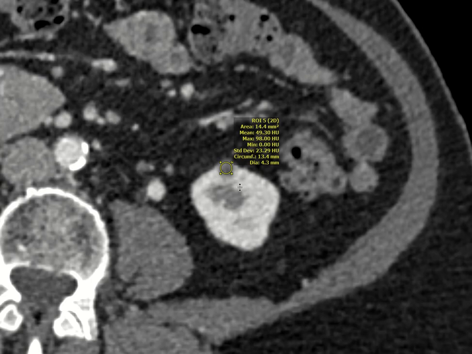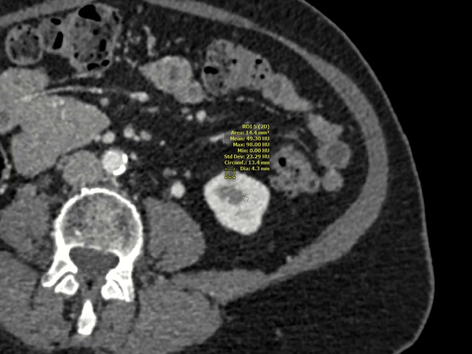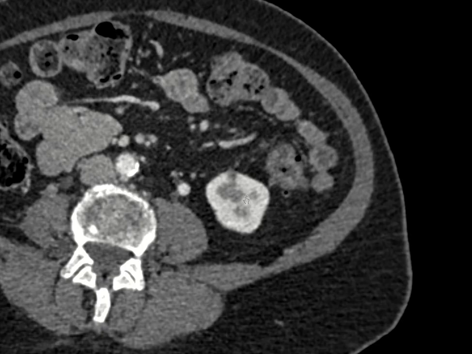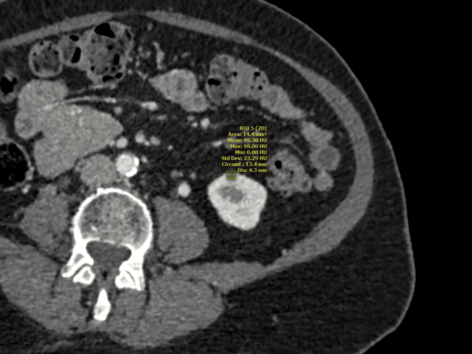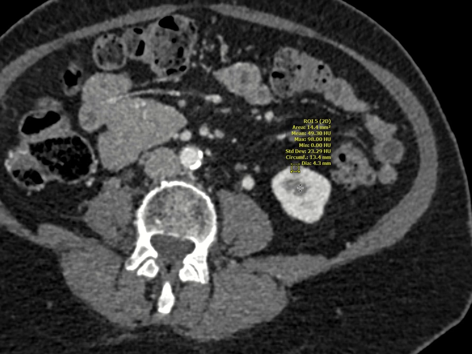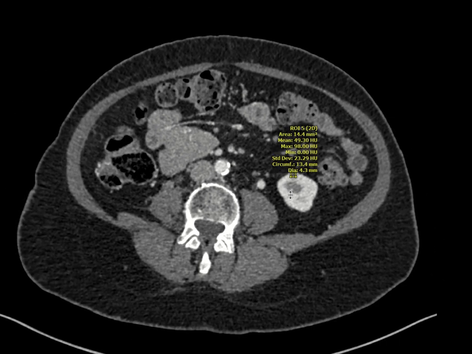And so these are oftentimes referred to as too small to characterize lesions, or TSTC lesions, with the idea that if it were bigger, we would be able to be more confident in its assessment. These almost always end up being little renal cysts, either simple renal cysts or proteinaceous or hemorrhagic cysts.